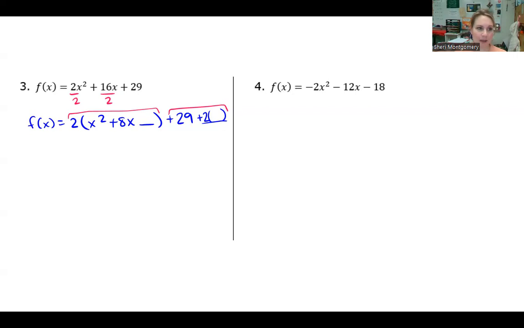We still need to find that magic number. So our middle term is 8. So we're going to do 8 divided by 2, and then we're going to square it. So what is 8 divided by 2? 4. What is 4 times 4? 16. So I'm going to add 16, and then I subtract 16.